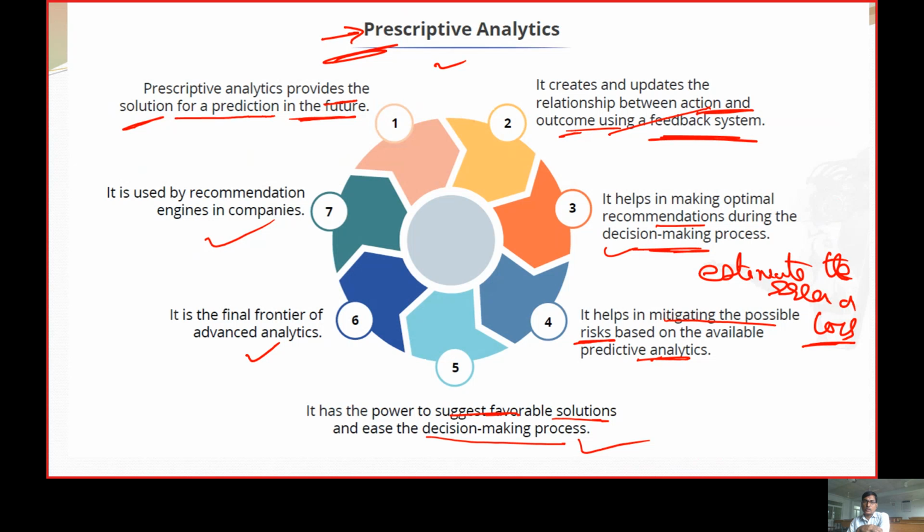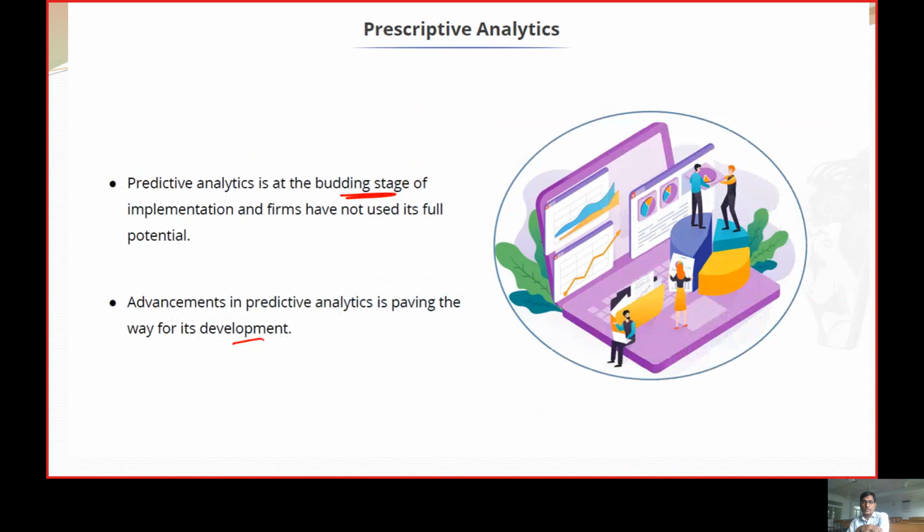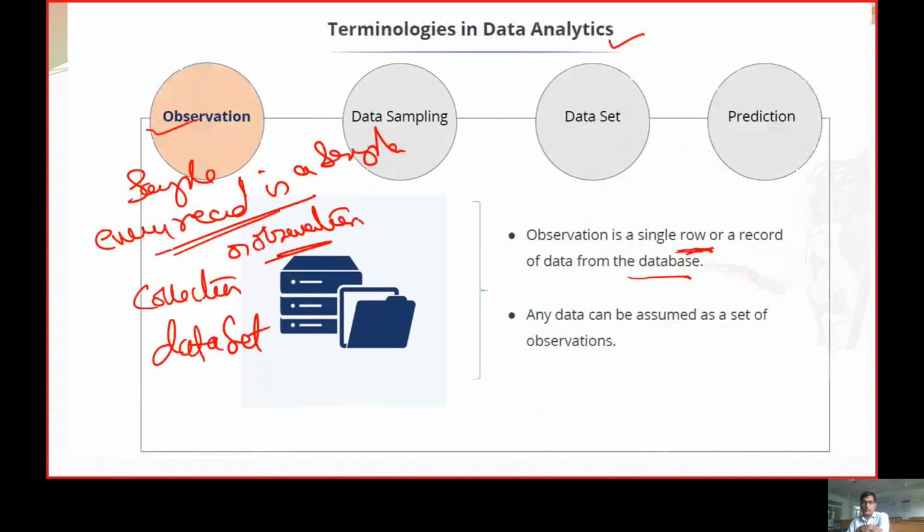The latest model joined in this data analytics is the prescriptive analysis, where it is going to identify better solutions for the prediction in future. So it goes with relationship building between actions and outcomes, does decision making and estimates the error, gives a set of probable decisions, and even gives recommendations on which decision to take up.